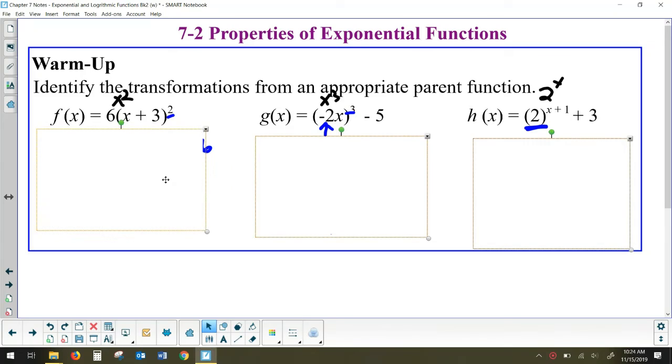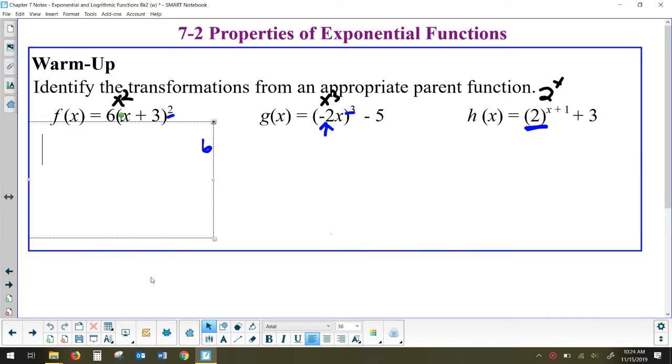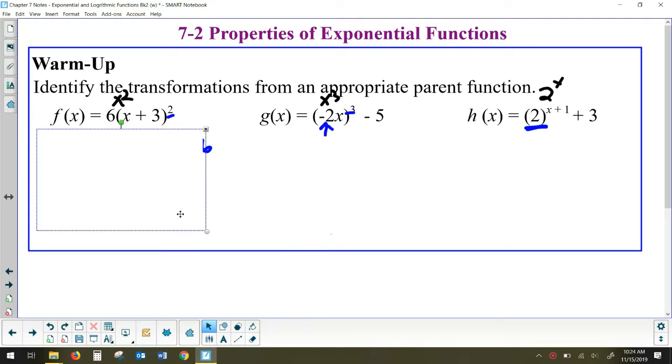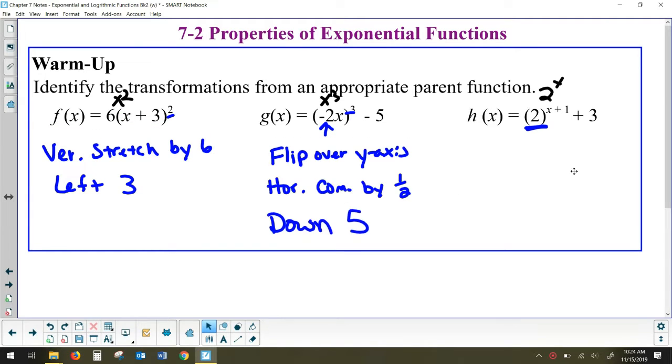Okay, starting today, you can skip the warm-up. You have the general idea of what's happening to these, right? All of this x moving left, moving up.